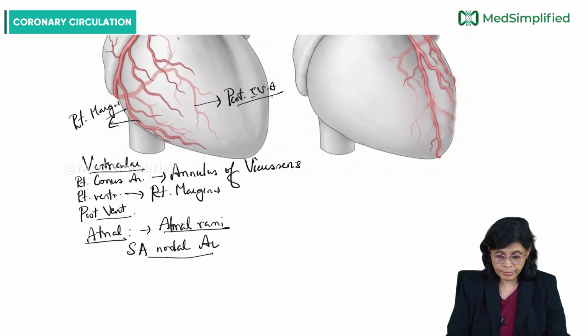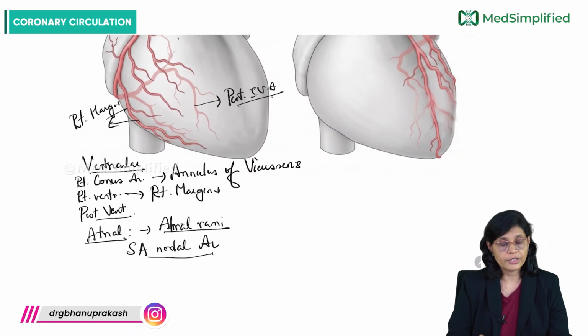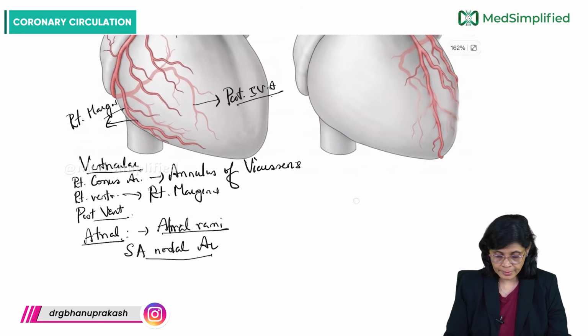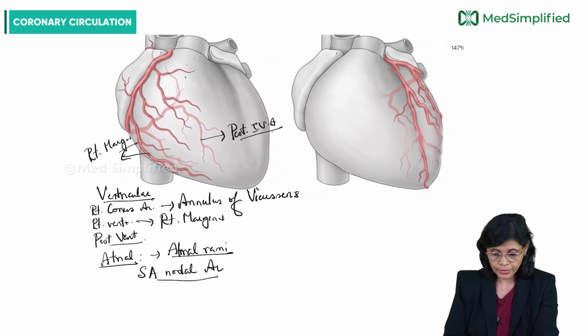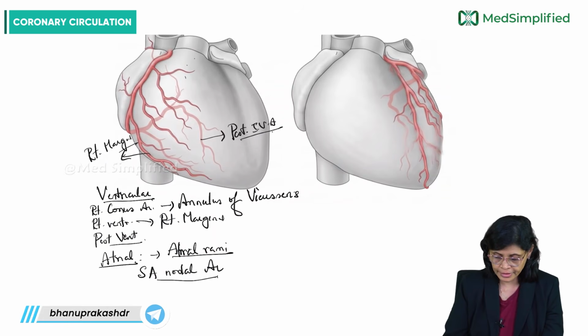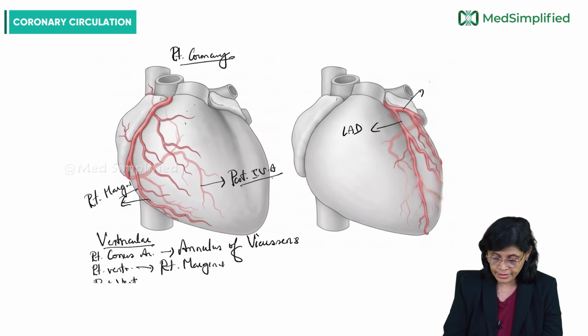We also have to remember that the posterior interventricular artery will also give septal branches, supplying the interventricular septum. Next, coming to the branches of the left coronary artery. Soon after its origin, the left coronary artery will divide into two branches. One is the left anterior descending, otherwise called the anterior interventricular, and we have the circumflex.